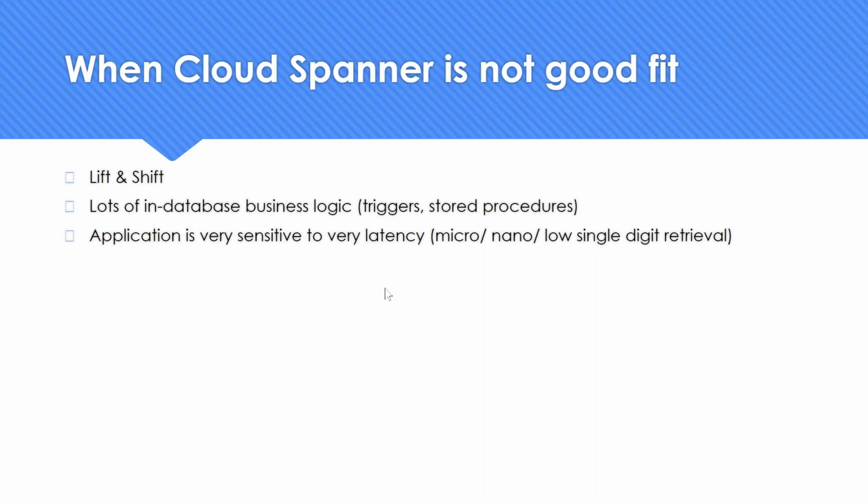Why Spanner is not a good fit for lift and shift, folks? Any reason why? Any thoughts? Why is it not a good fit? Is it expensive because of that? Or is there any reason why it's not a good fit for lift and shift?